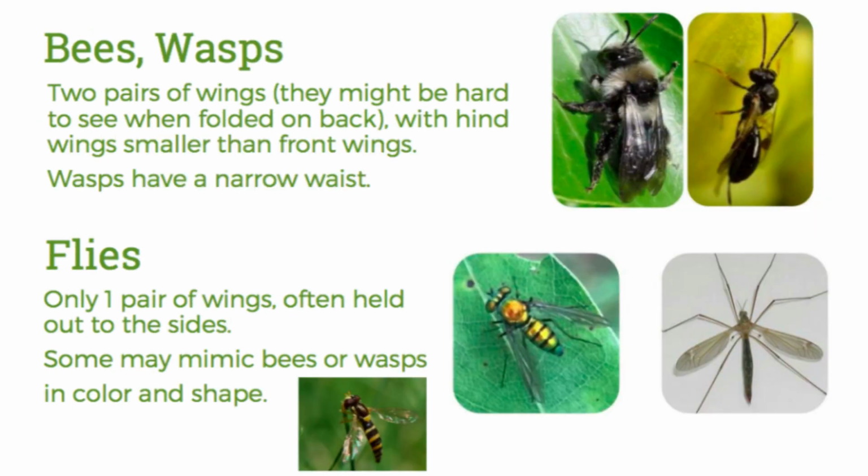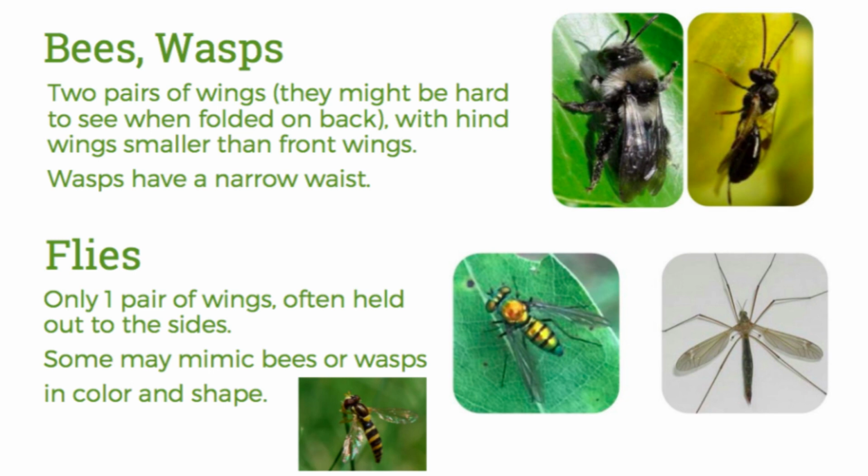Now, bees and wasps have 2 pairs of wings. The hind wings are smaller than the front wings and have few veins. If there are 2 sets of wings, you're looking at a bee or wasp. Flies, on the other hand, only have 1 pair of wings, which are membranous and have lots of veins. They have variable colorings, and some are even bee and wasp mimics. Check the wings and look for only 1 pair.